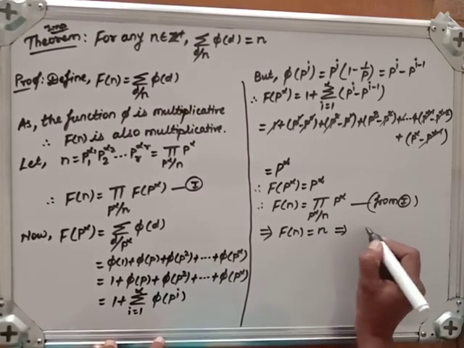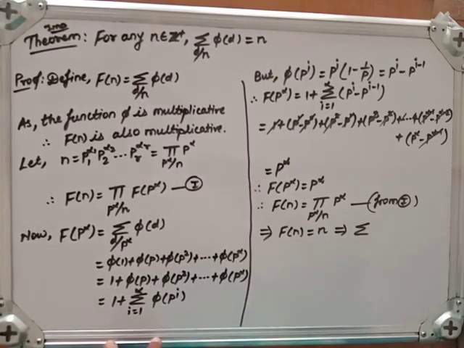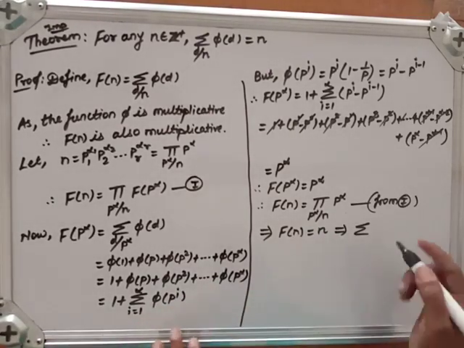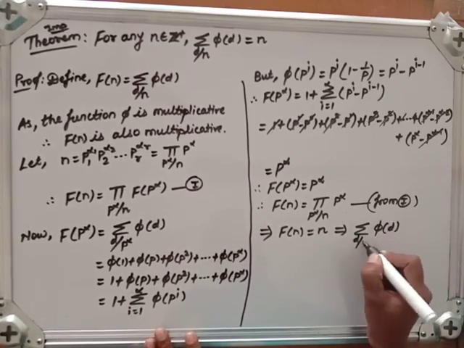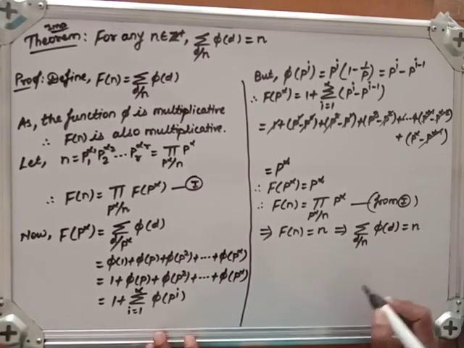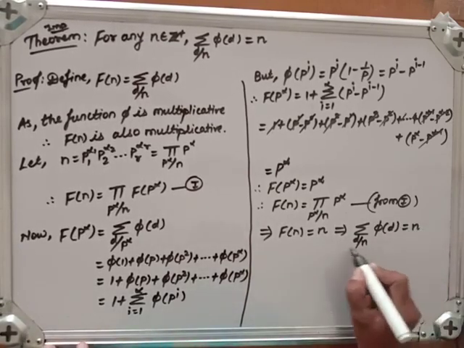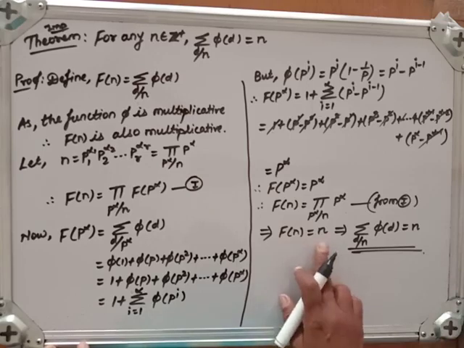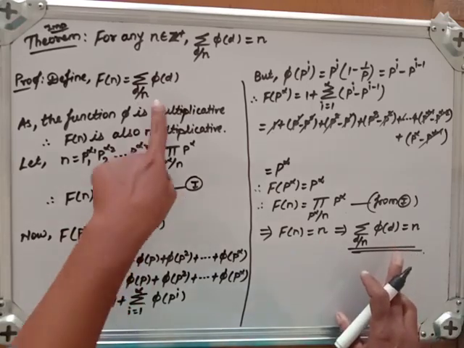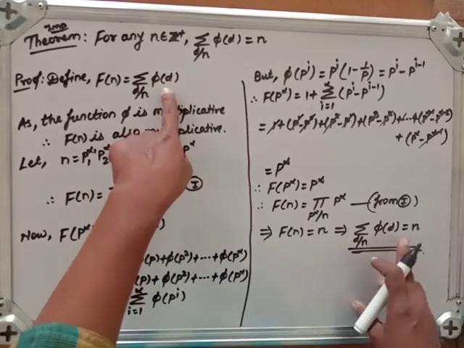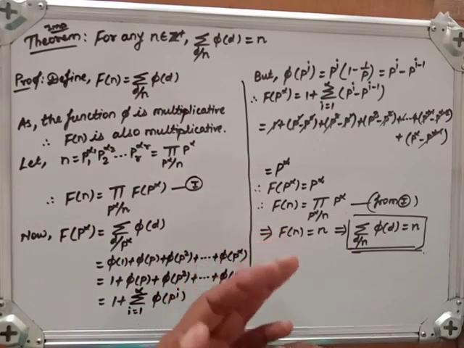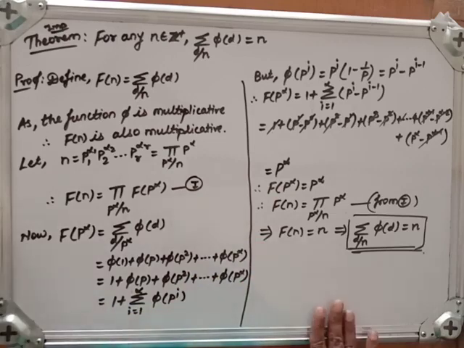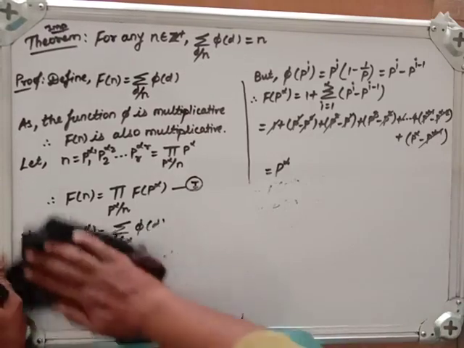That is the same as the summation of phi of d, where d divides n, is equal to n. So the same one we have to prove. F of n is equal to n, but what is f of n? F of n is equal to the summation of phi of d where d divides n, and that is equal to n. The same one we have to prove. Fine. So this is about this theorem. Now let's see one example on this theorem.